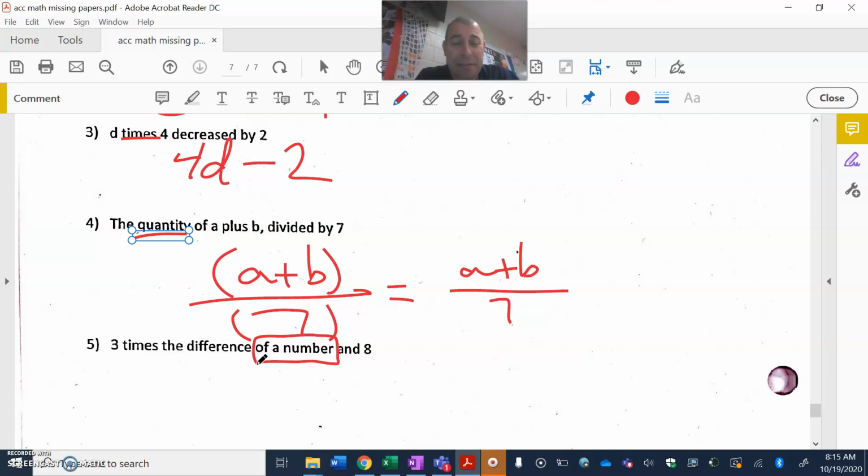So 3 times the difference of a number. Okay, so difference here does mean to subtract, but it's also one of our words that means answer to a subtraction problem, which is why those parentheses are involved. So it's 3, and then we're going to need parentheses. A number, I'm going to call it Y, and 8. So we're going to multiply, so I'm up against the parentheses. I needed parentheses because of that word difference, the answer to, which means get the answer to the subtraction problem first, then multiply by 3. So that's why I need my parentheses right there.